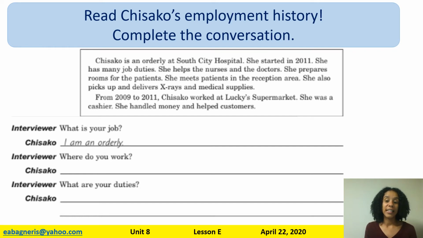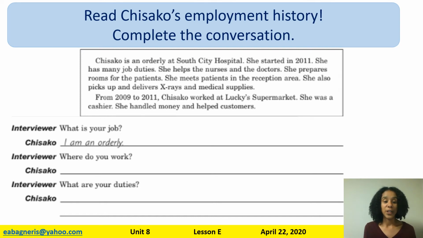So now we're going to look at this interview. When you go to get a new job, many times you have to give an interview. They want to ask you questions about what skills you have, what things you are good at, and they will ask you questions about your employment history, things that you have done, okay? So this is an interview, and we are going to read the questions and then go over the answers.